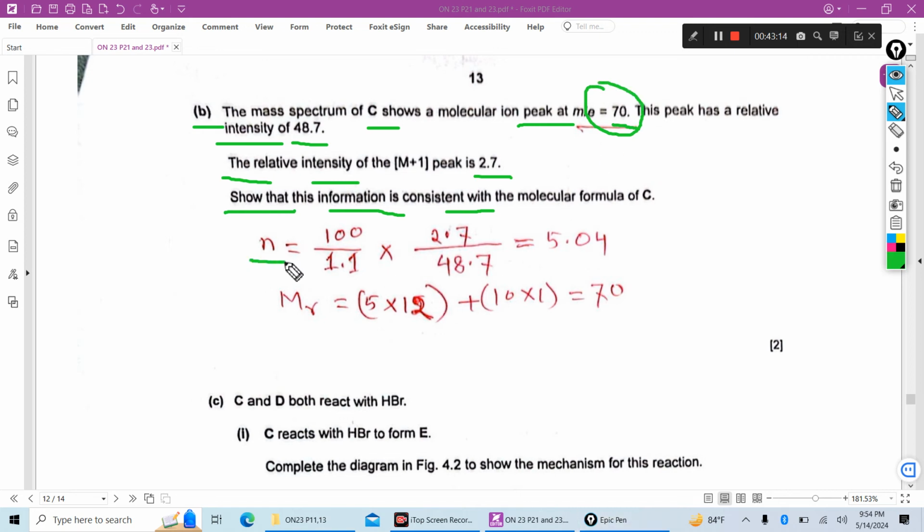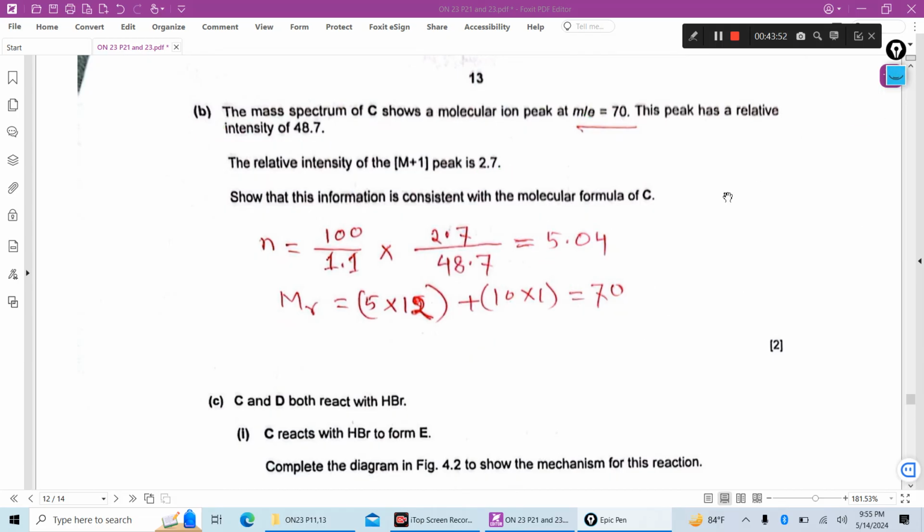So the number of carbon atoms will be 100 divided by 1.1 times the intensity of the M plus 1 peak, 2.7, divided by the intensity of the M ion peak. You get 5. So Mr will be 5 times 12 plus 10 times 1, C5H10, which is 70, consistent with the molecular formula.